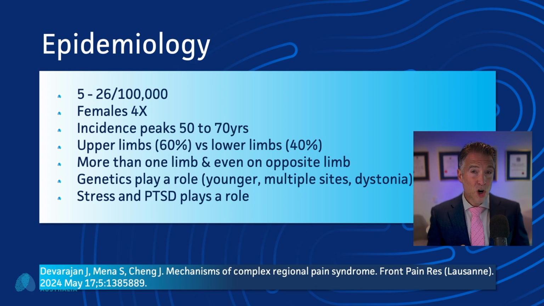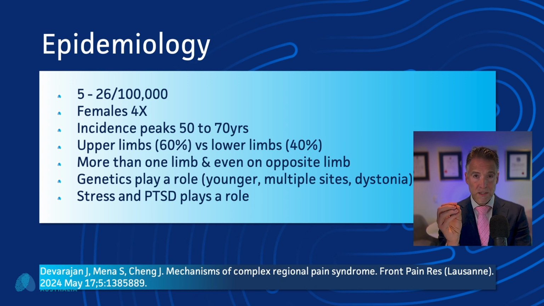So it can do some odd things. Genetics do play a role in complex regional pain syndrome. If genetics play a role, it is generally in the younger person. They generally have more than one site, and it can occur with the dystonia, which is the contractures that can occur. I've seen family members with CRPS.